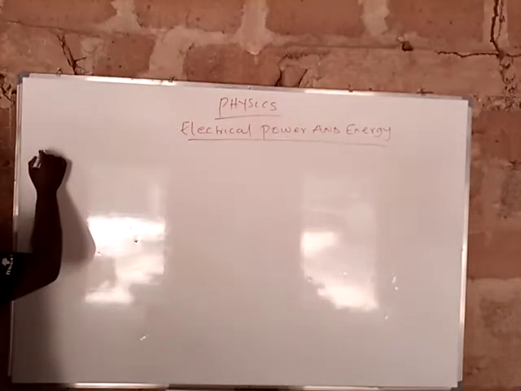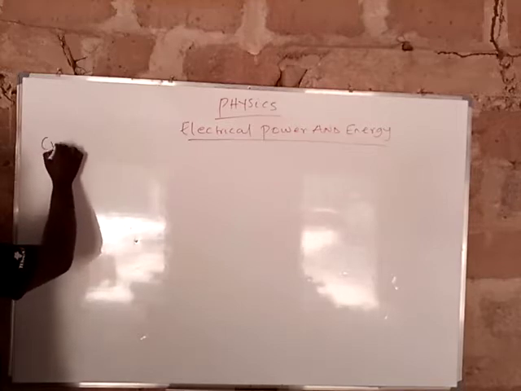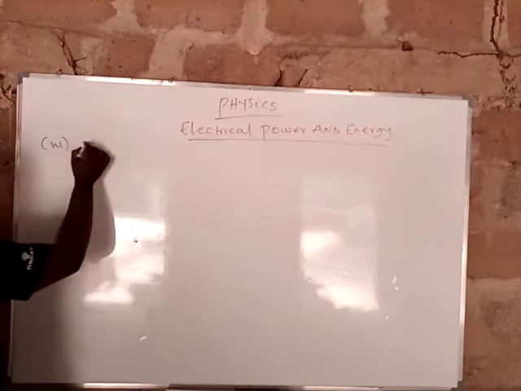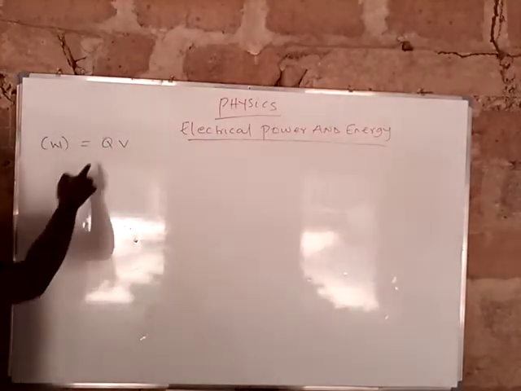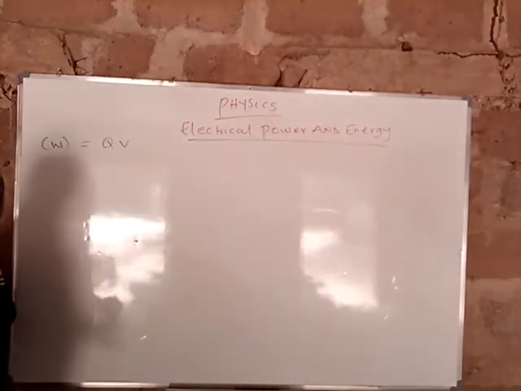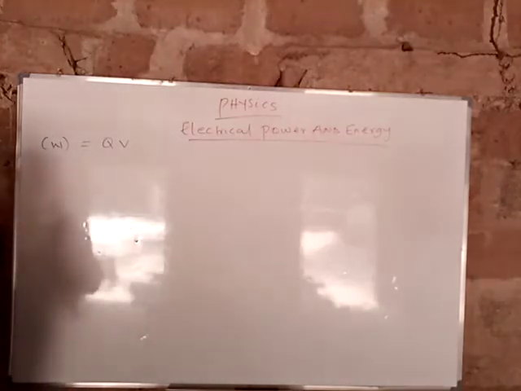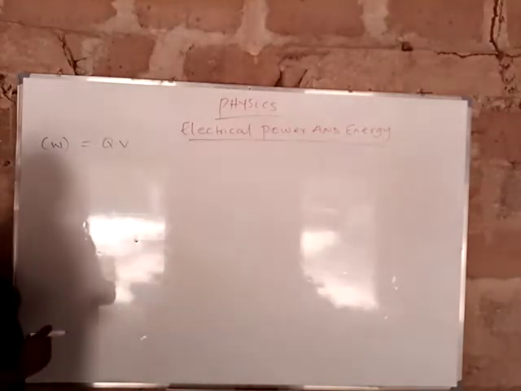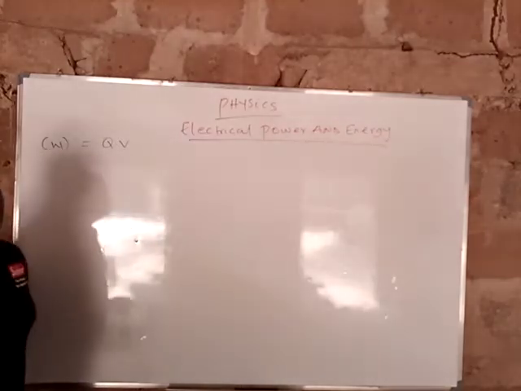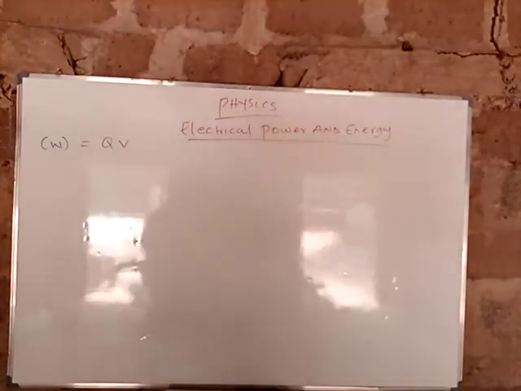Electrical power, electrical energy, let me represent it with my W, is Q times V. Meaning, quantity of charge times voltage. I want you to know something. Electrical energy is measured in joules, and my quantity of charge, which is Q, is measured in coulombs. Like I said, it is QV. The voltage is measured in what? In volts.